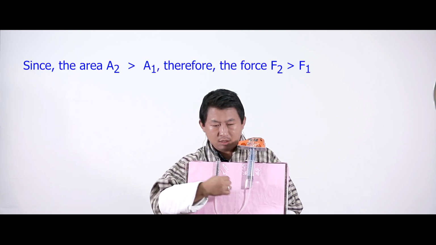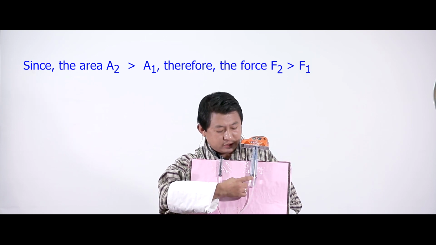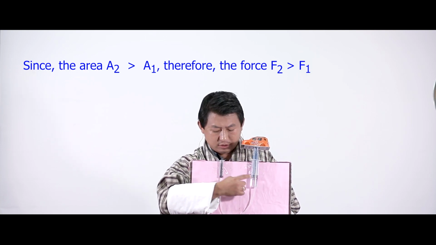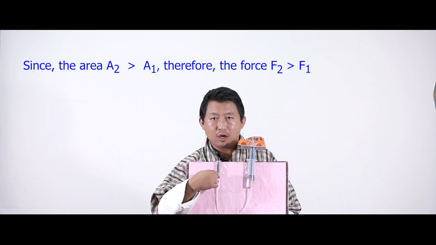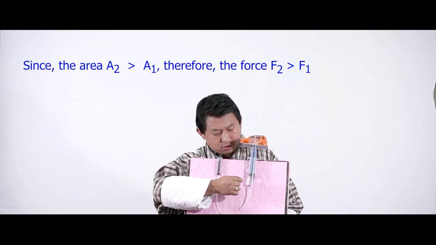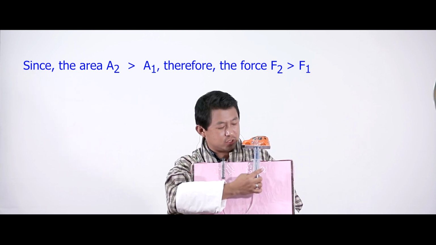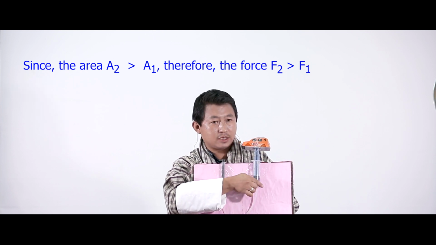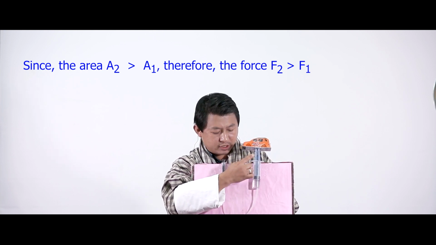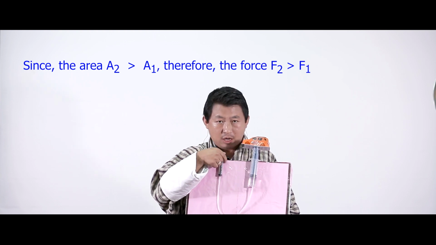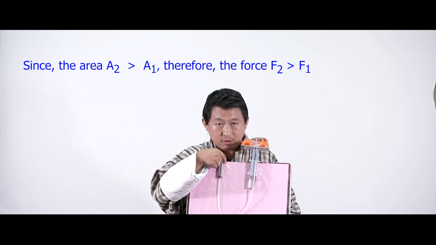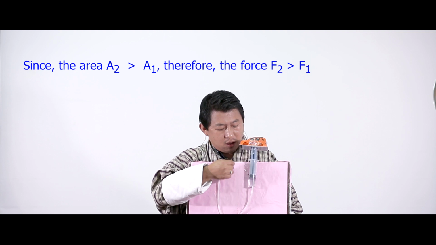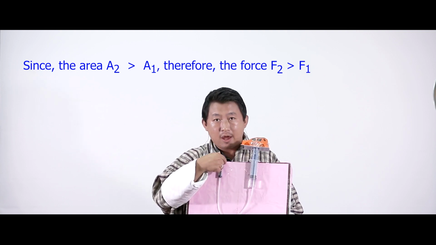So as you can see, area A2 of this syringe is greater than area A1. Therefore, the force acting upward, which we can name F2, will always be greater than the force which I applied on this smaller syringe. So now we can say F2 is greater than F1.